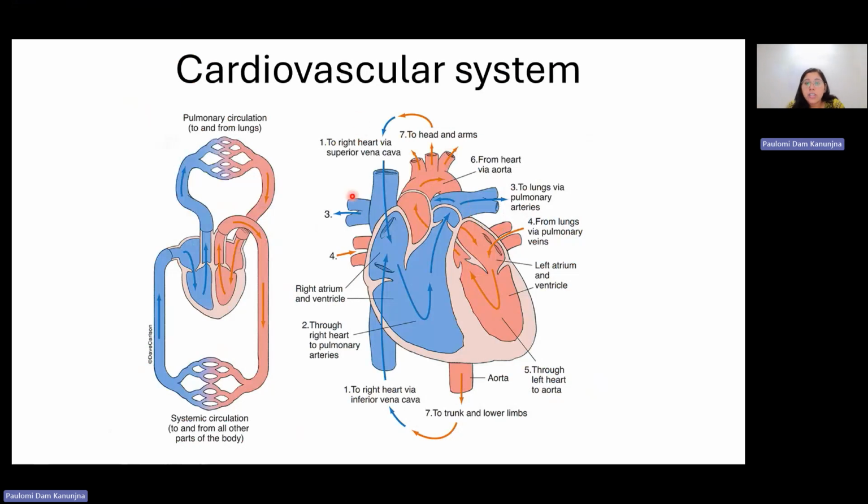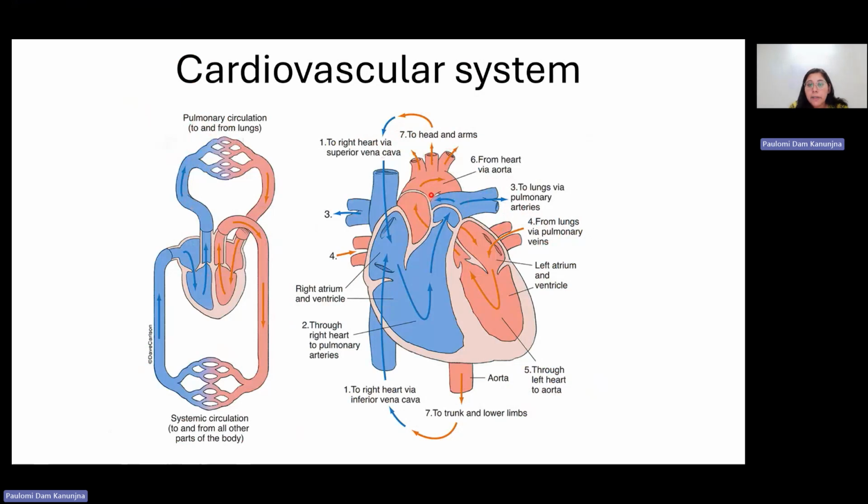Now, as for the 1, 2, 3, 4, 5, 6, and 7, the way to read this figure is to look at the color of the arrow. If it's red, it's for oxygenated blood. If it's blue, it's for deoxygenated blood. If it's blue, it has to be on your right. If it's red, it has to be on your left, right? So it's right, it is left. Please don't forget that. That's very important.